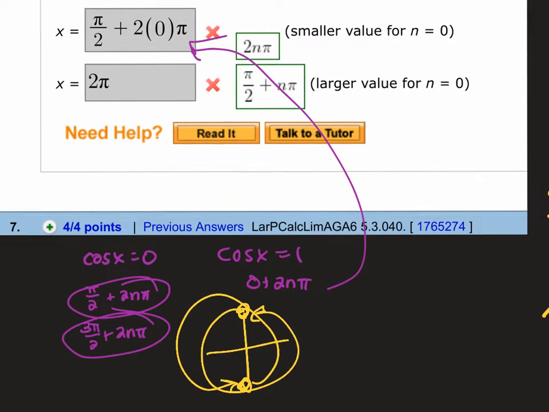This is the only time that happens, is if cosine is 0. Because anything else, sine would happen at 0 and pi. That's the only other thing. Everything else, the positive and negative sign changes.